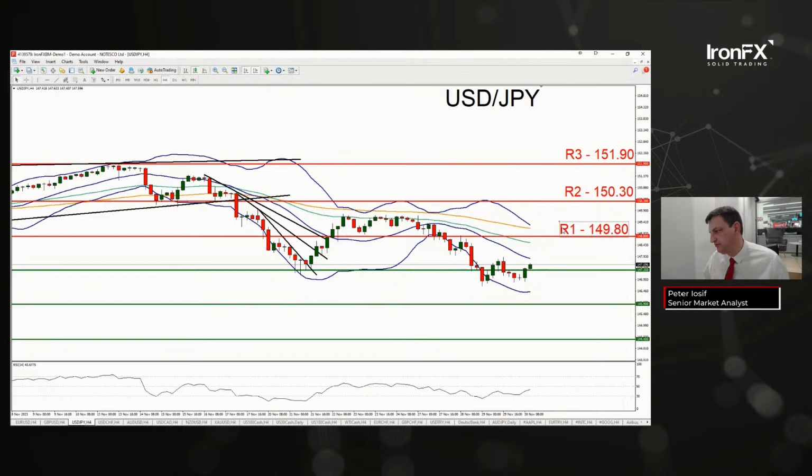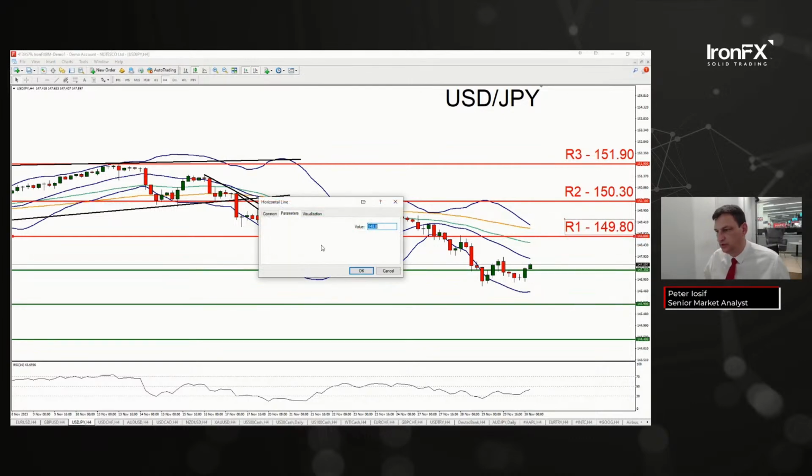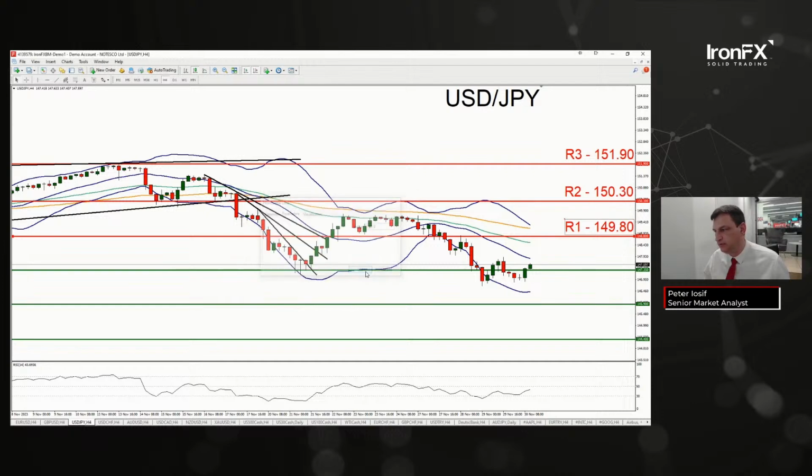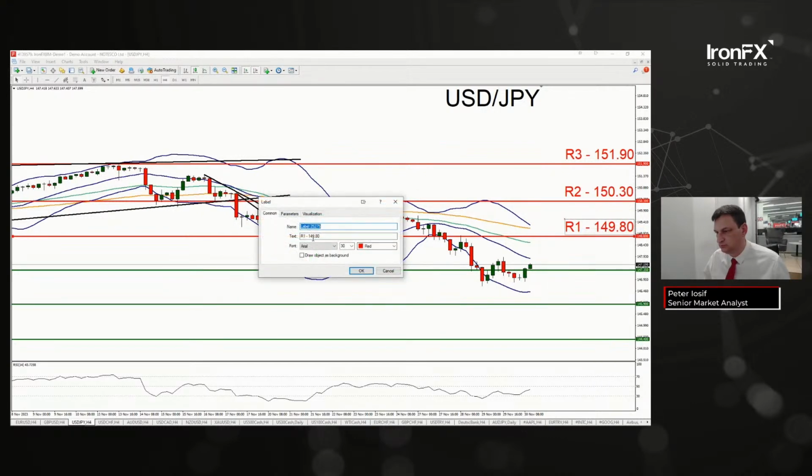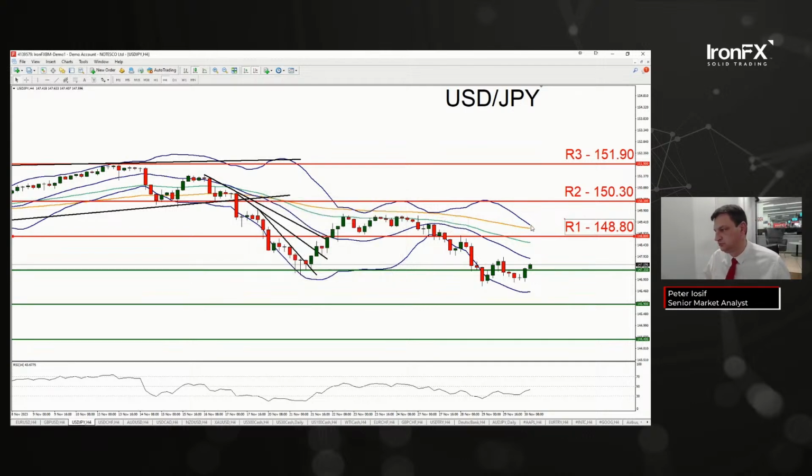Actually, it should be 148.60. Allow me to reverse this and correct it. 148.80. Small correction here.